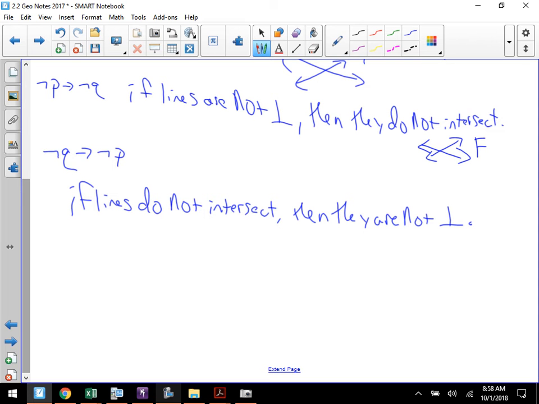Is that true or false? True. Because if lines don't intersect, that means they have to be parallel. Will parallel lines ever intersect? No. Nope. So you get true.